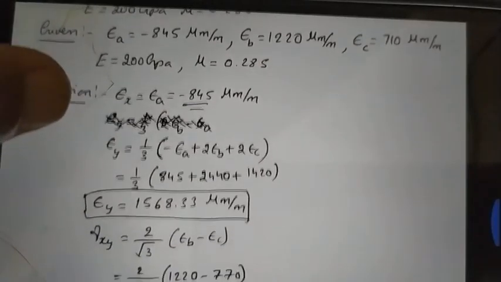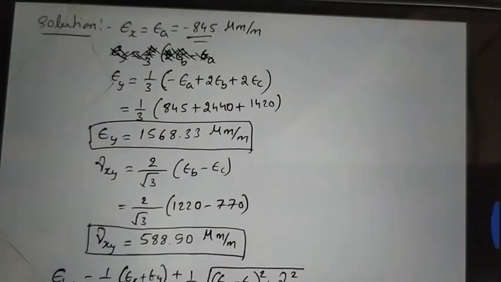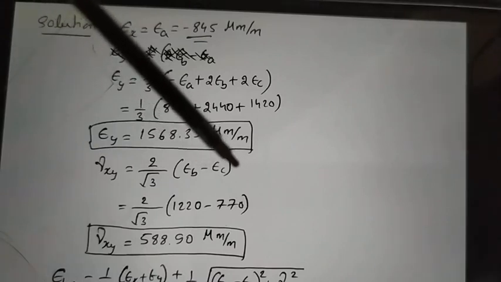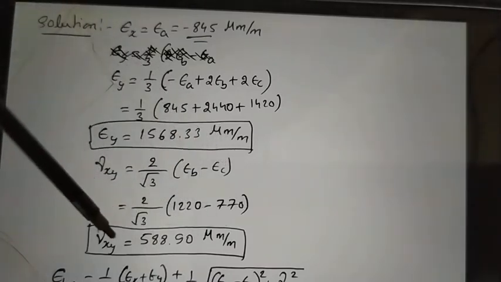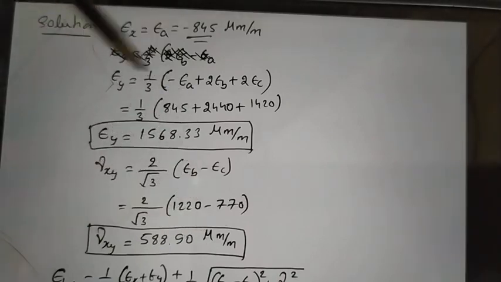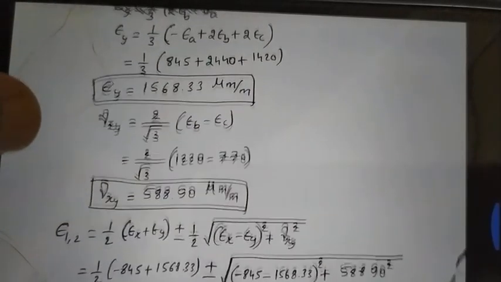Next, you have to substitute the values and you will get the epsilon Y. Similarly, gamma xy is also this equation: 2 by root 3 into epsilon b minus epsilon c. If you substitute that, you are going to get gamma xy, that is 588.90 microns. Okay, so in this way you have to find it.